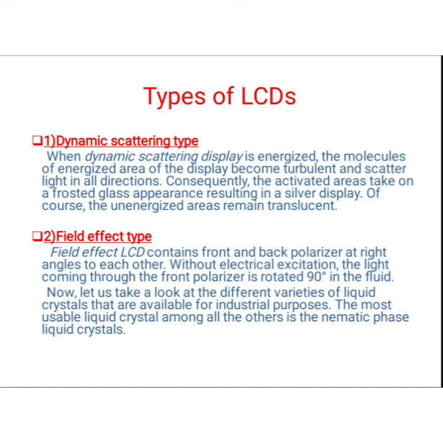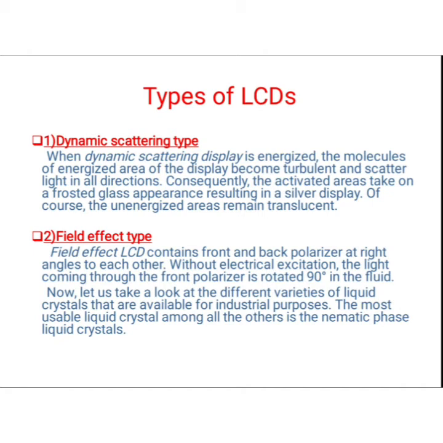Now for the LC cell types, we already discussed the transmittive type and the reflective type. In the transmittive type, both glass sheets are transparent so that light passes from one side to the other when the cell is activated. Reflective type means the surface on one side of the glass sheet is reflective. The coating is taken as a reflective coating, so the light is scattered and reflected back when the cell is activated.